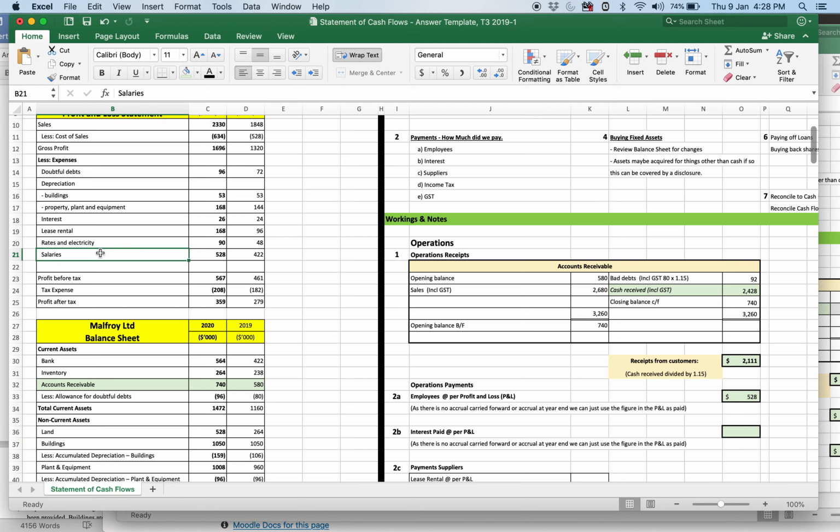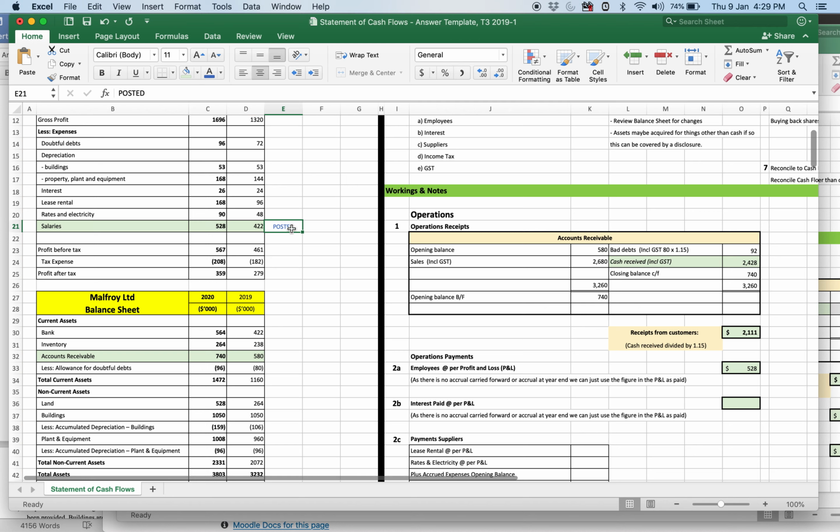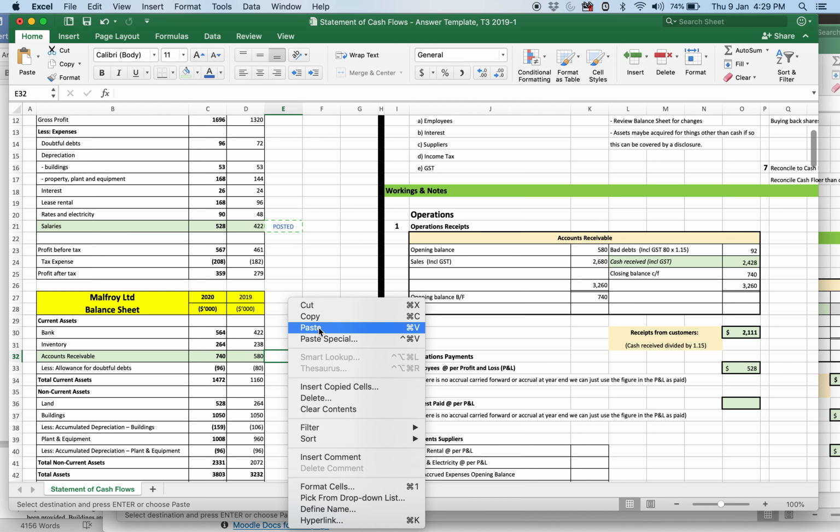What I'm going to do, just to help me know what I've done, is just tag some things. Each to their own, but I find it useful for me to mark off what I've covered off.